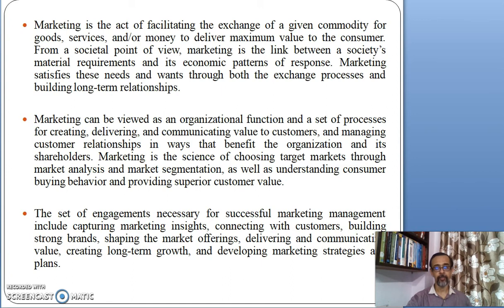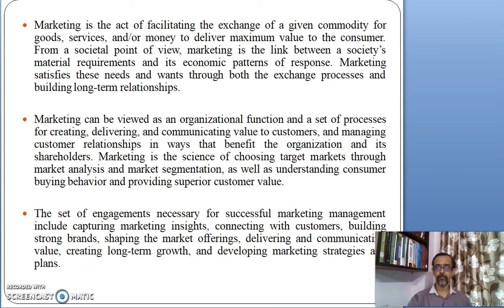So overall, in this introductory part about marketing, it is seen that marketing is an act of facilitating an exchange for a commodity. Right? It also enhances building a long-term relationship. There has to be two separate parties through which a relationship can be built, and it can be viewed as an organizational process, right, for creating, delivering, and communicating value to customers.